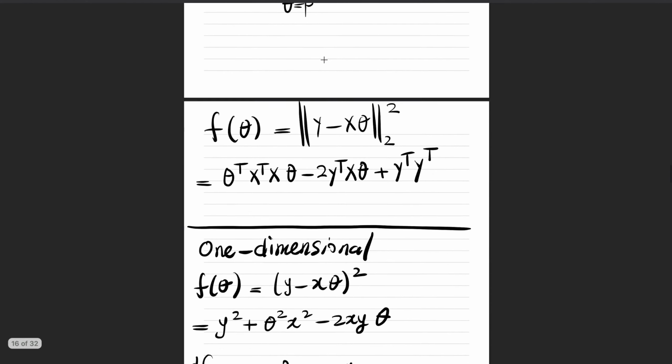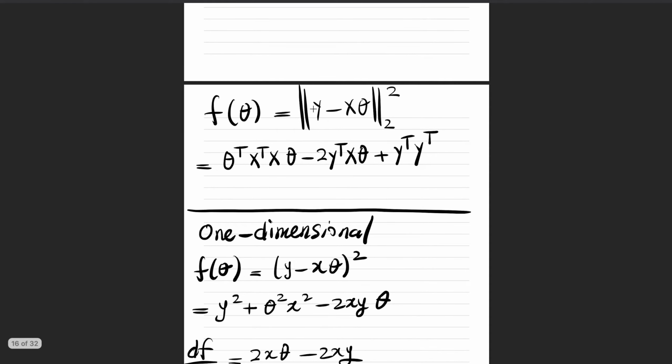Okay. So first thing is that the L2 norm of y minus x theta can be written as this. It can be expanded easily. How so?